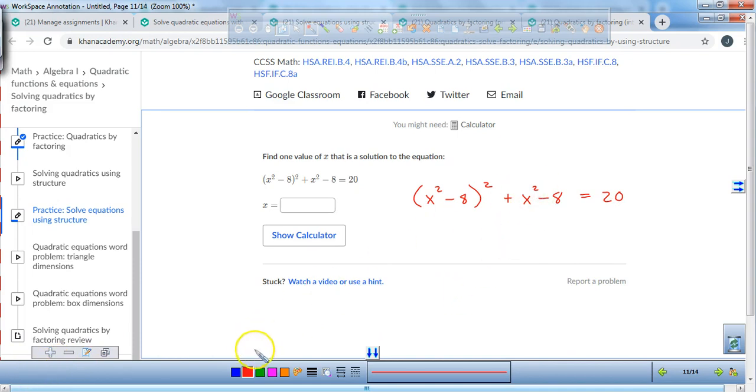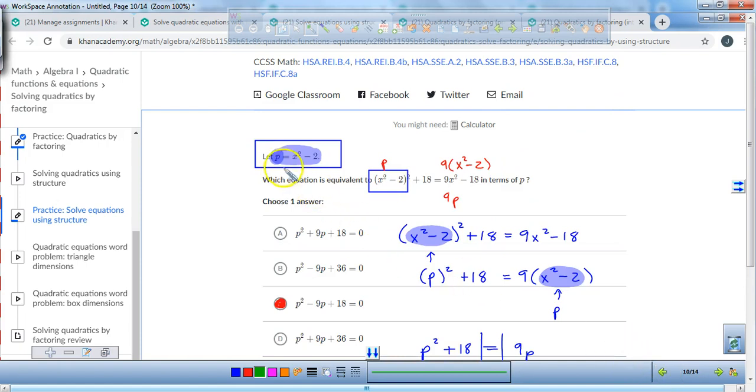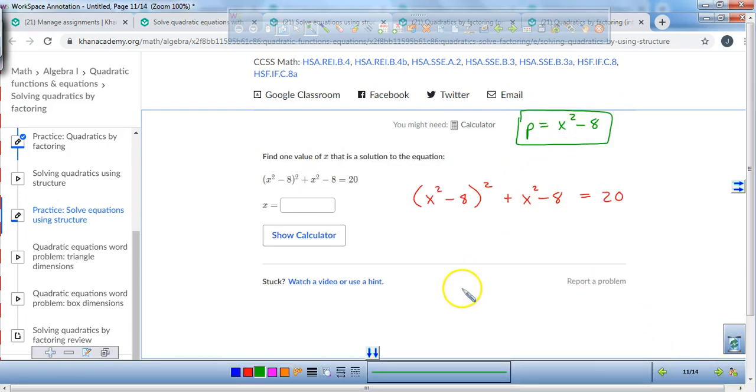All right, in this problem we're going to do something a little bit different. We are going to say the letter p is equal to x squared minus 8. So in a very similar way that we did the last problem, where they said p is equal to x squared minus 2, we're going to say p is equal to x squared minus 8. So here's what I want you to do. I just want you right here to plug in the letter p, and right here to plug in the letter p.